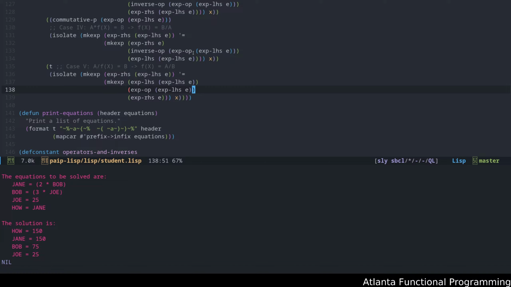So that's exactly what case 4 is doing when you're dealing with commutative operations. So when you're dealing with plus, it becomes minus. If you're dealing with times, it becomes divide, and so forth.